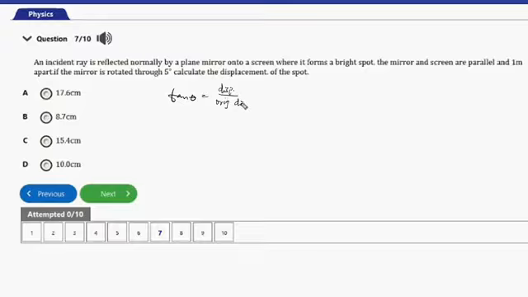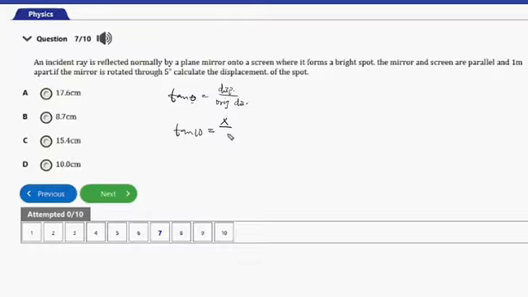So guys, from here, in order to get the theta, which is the glancing angle, we are going to multiply the angle of rotation by 2. So that's 5 times 2, and that's 10. So theta is 10. So it means that tan 10 is equal to the displacement from the spot.